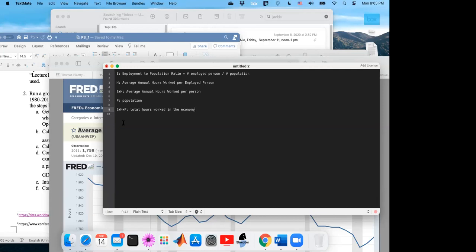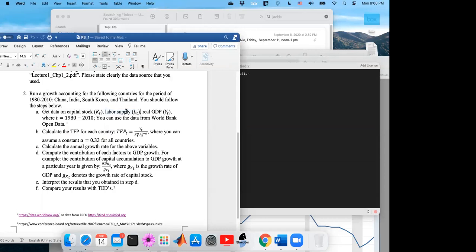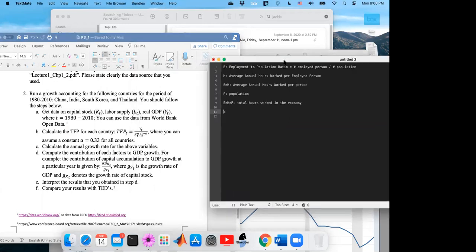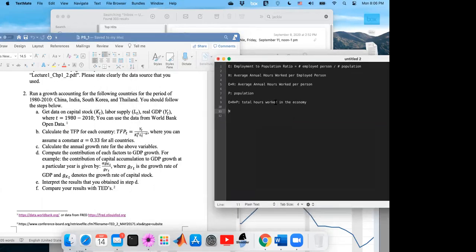Yeah. Okay, so once you find total hours worked, this corresponds to N, or L, either way, labor supply, right? In other words, labor supply is measured precisely as the total hours of work in the economy, everybody. So now you get L.